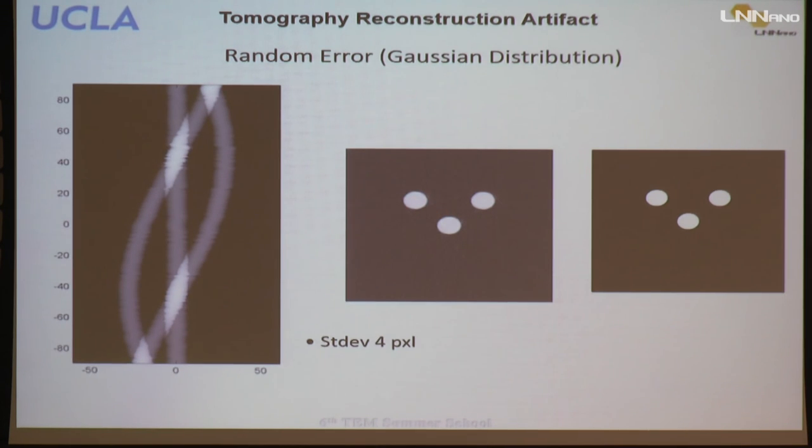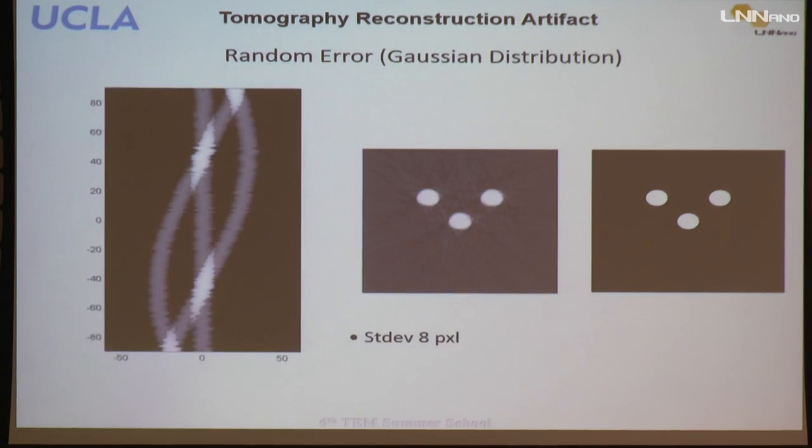So if alignment gets worse, you lose high resolution information first. You quickly lose the sharp edge. You get low resolution information more or less fine, but the sharp edge you quickly lose. So if you want a very high resolution reconstruction, you have to be very careful about the alignment. And this is 8 pixels. You can see the edge is even more blurred, you see a lot of artifacts here, and the sinogram is completely blurred.